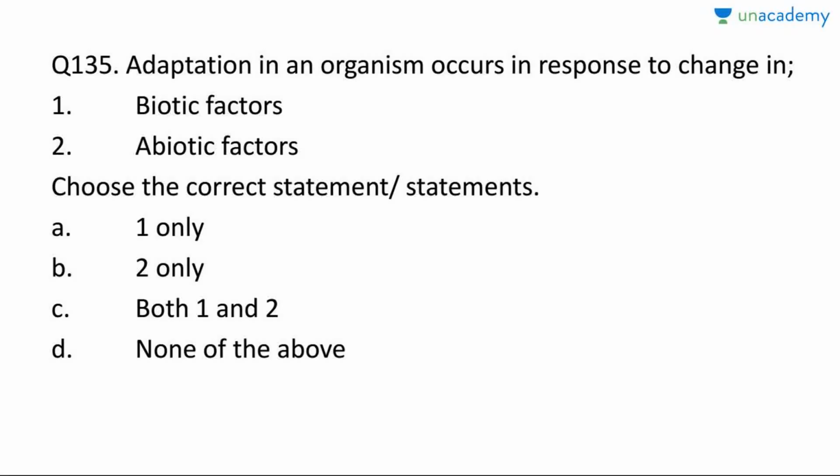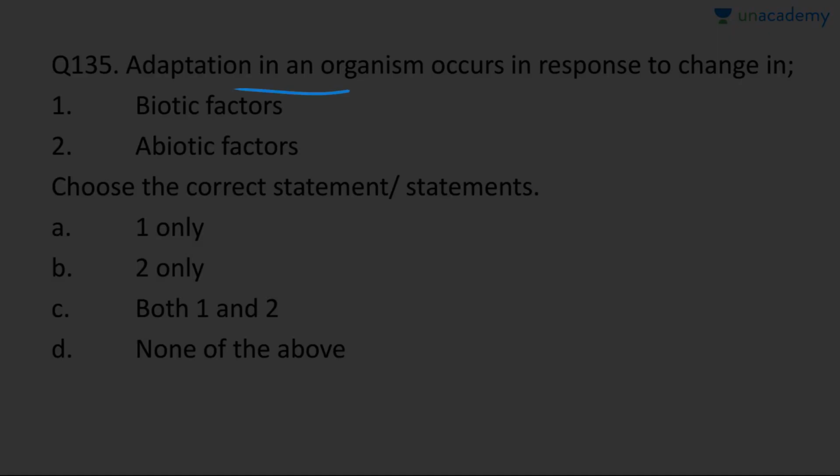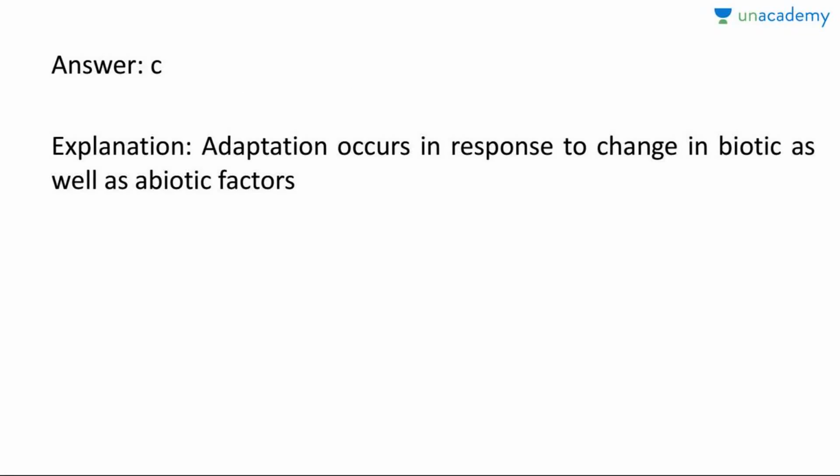And question number 135. Adaptation in an organism occurs in response to change in. So see, if competition arises in a species, it might be a change in a biotic factor, so that can also be there. And assume the ice age has come, so you have to change now, so it is abiotic also. So both these factors will lead to the change. So here the answer is C, that is both 1 and 2, that is both the biotic factors as well as the abiotic factors can lead to adaptation in an organism. So continue watching this course.